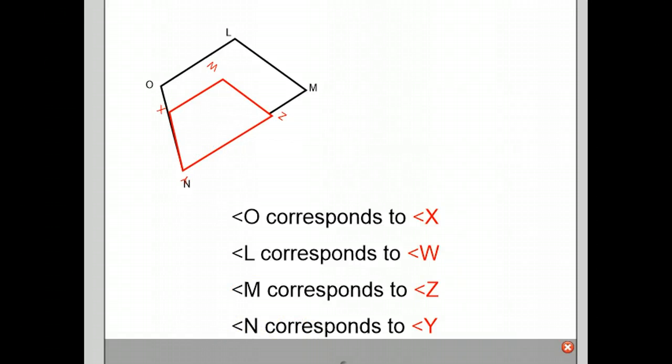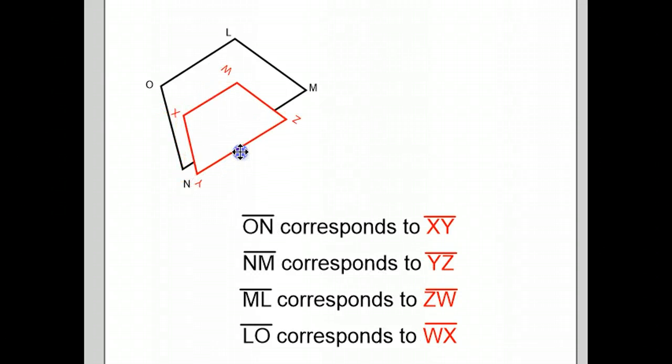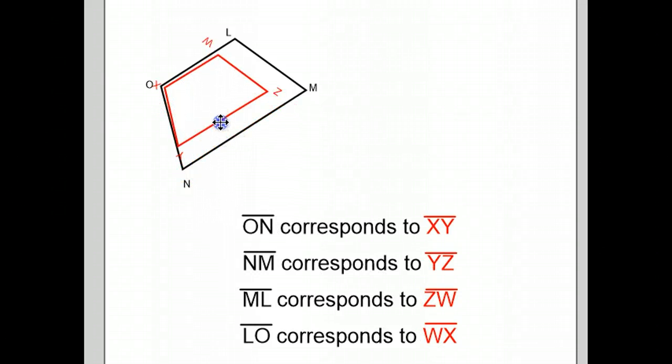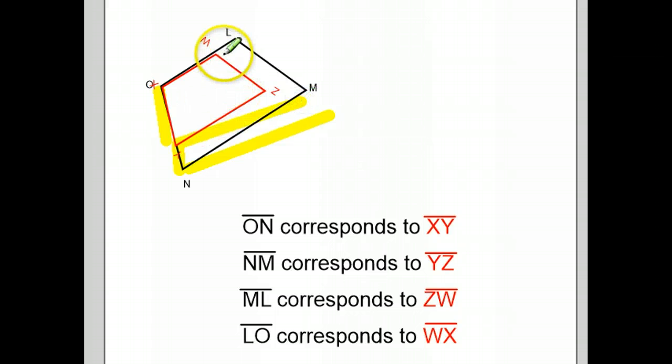Now let's see, does that relationship hold also for the corresponding sides? So first we can see that side ON corresponds with side XY. These two sides correspond to each other. And NM corresponds with side YZ, and side ML corresponds with side ZW, and side LO corresponds with side WX. And are these corresponding sides congruent to each other? As you can see, no, they're not congruent.